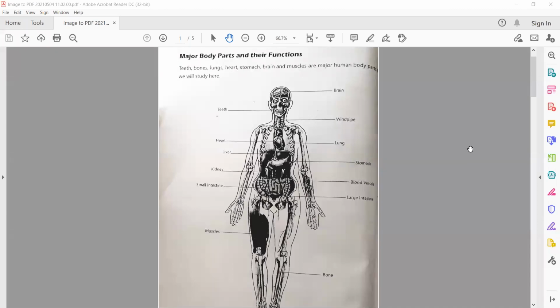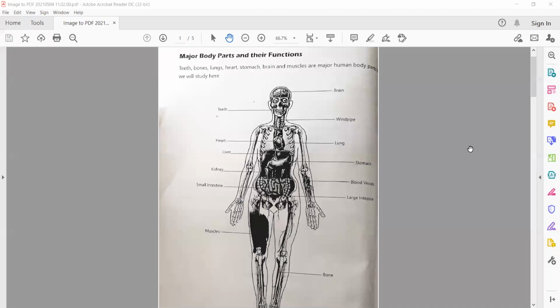So in today's lecture, we are going to start the major body parts and their functions. Teeth, bones, lungs, heart, stomach, brain, and muscles are major human body parts that we will study here. Look at the human skeleton. Look at the brain. The first body part is the brain.